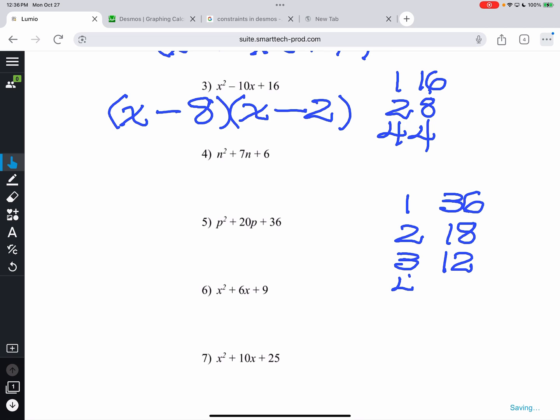4 and 9. 5? Nice try. No. 6? 6 and 6. So then we're repeating. We're starting over. So you need to look at all of those to be able to work 5.